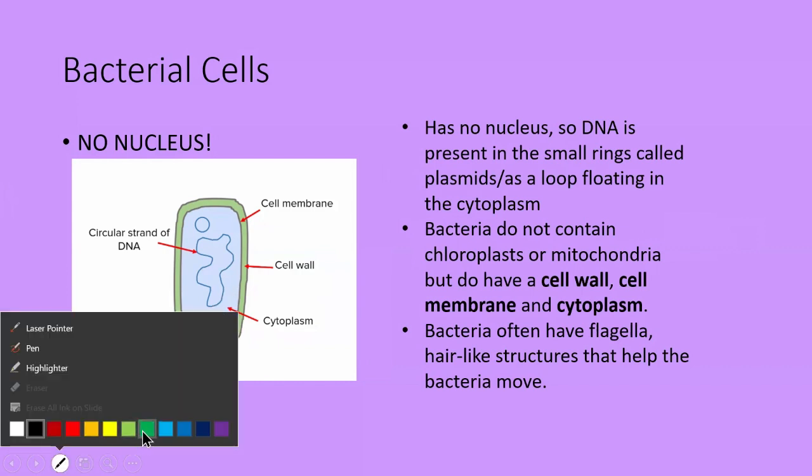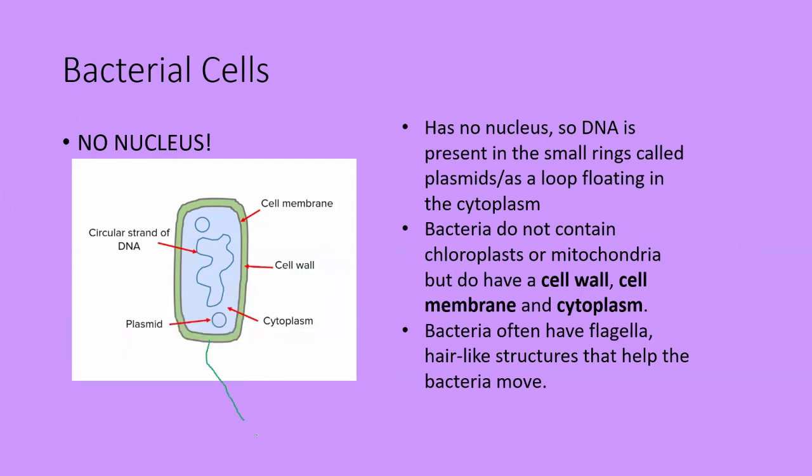And some bacteria often have a flagella, which is just like this tail, which has hair-like structures, which helps the bacteria move and helps it to be mobile. So that is a bacterial cell. And remember, we said it is prokaryotic, so it has no nucleus. And because of that, the DNA is just floating in the cytoplasm.